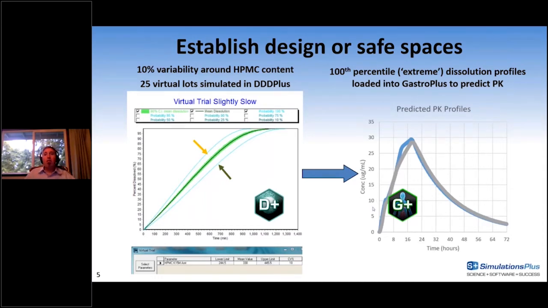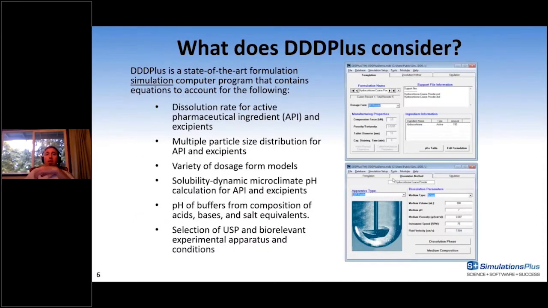What does DDDPlus consider? Well, DDDPlus is a state-of-the-art formulation simulation program that allows you to look at all the equations that account for dissolution rate of active pharmaceutical ingredients and the excipients. So it not only simulates the release of the API, but that of the excipients as well. You can look at the particle size distributions for the API and excipients.